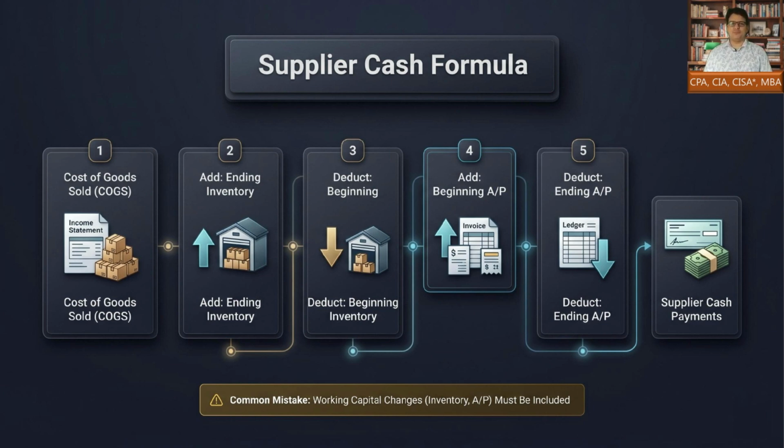The memory point is powerful. Supplier cash paid is affected by both inventory movement and accounts payable movement. If someone says cash paid to suppliers equals COGS, please do not panic. Just calmly introduce them to the balance sheet.